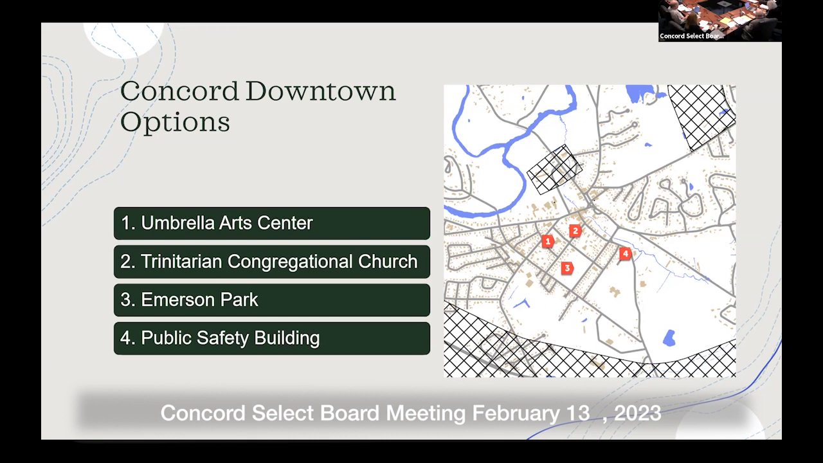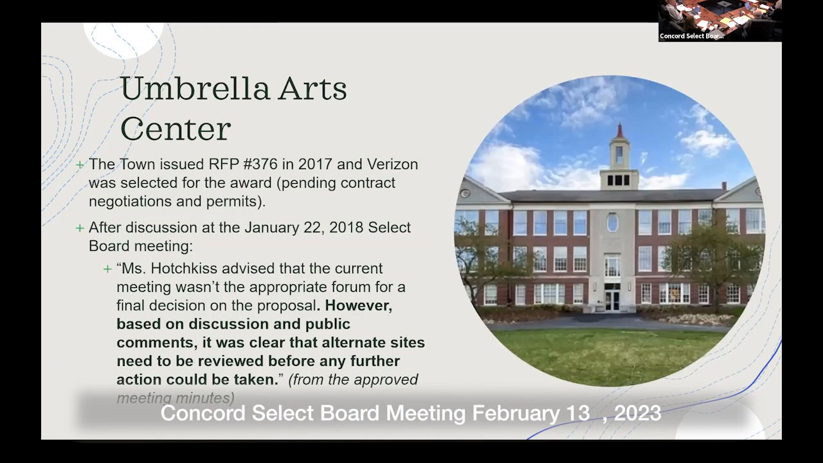Now, I want to be clear that any site is still under consideration. If we have an opportunity to do something, we will examine it and consider how it can be a potential site. So we're not saying it's off the list, but I wanted to bring some actual sites that have promise for moving forward for both the town's interests and something that the carriers would be interested in participating in. So the 4 that are listed here are the Umbrella Arts Center, the Tricon Church on Walden Street, Emerson Park, and the Public Safety Building.